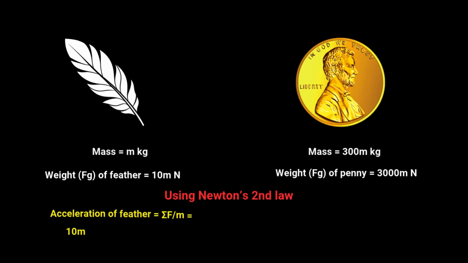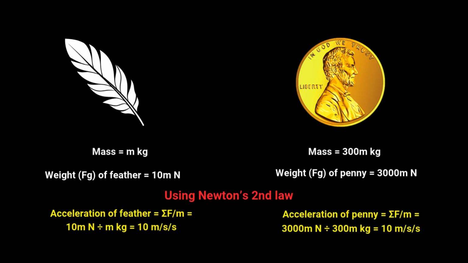Using Newton's second law, acceleration of the feather equals sigma F over m, which equals 10 m newtons divided by m kilograms, which equals 10 meters per second squared. Acceleration of the penny equals sigma F over m, which equals 3000 m newtons divided by 300 m kilograms, which equals 10 meters per second squared. Both accelerate at the same rate, even though the penny is 300 times heavier than the feather.